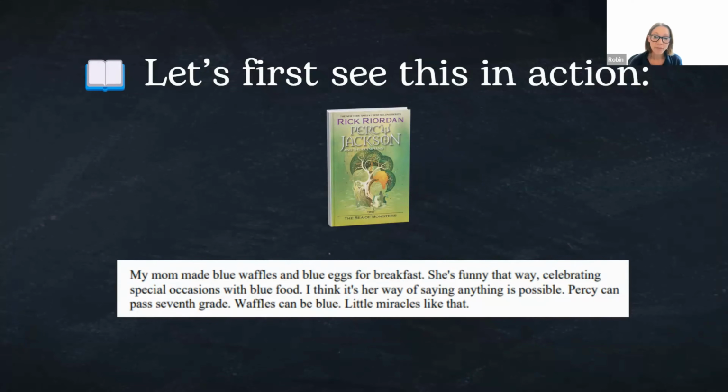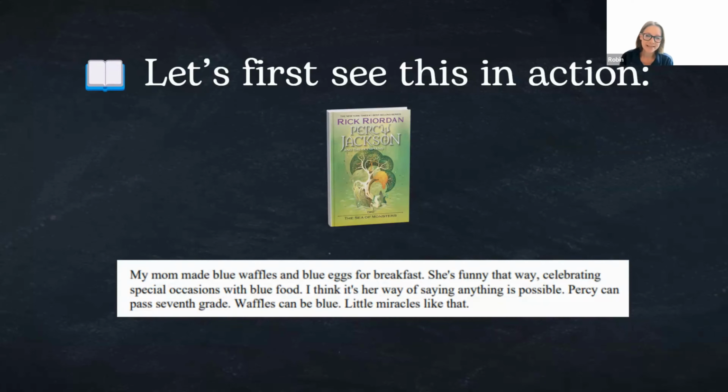My mom made blue waffles and blue eggs for breakfast. She's funny that way, celebrating special occasions with blue food. I think it's her way of saying anything is possible. Percy can pass 7th grade. Waffles can be blue. Little miracles like that.